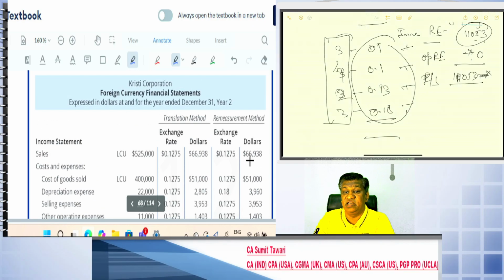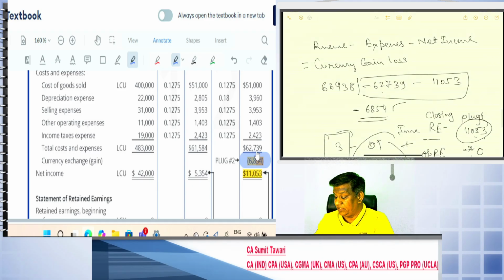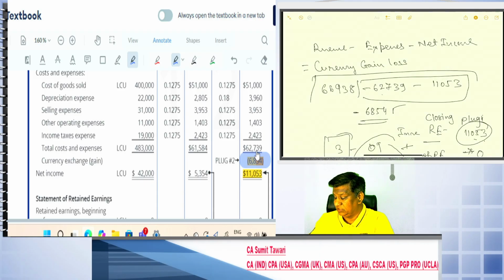You have the translated sales in the functional currency. You have the translated total cost in the functional currency, and you have the net income in the functional currency. Whatever difference arises, that is your currency gain and loss. Clear? We calculate it like this: revenue minus expenses minus net income, whatever the amount, is my currency gain and loss.